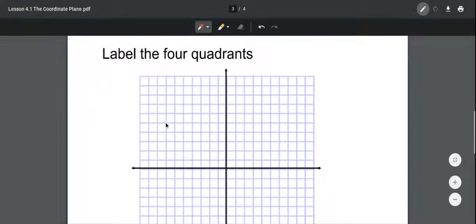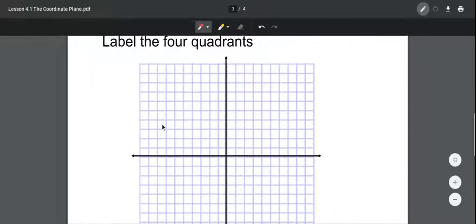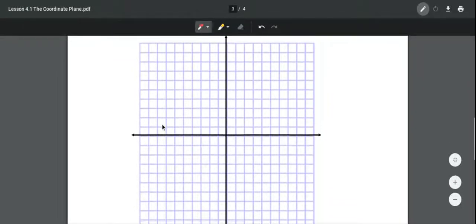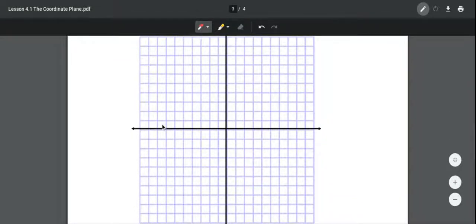Let's label the four quadrants of the coordinate plane. The first quadrant is in the upper right-hand corner. This quadrant consists of values that are positive for x and positive for y. The second quadrant is in the upper left corner, and they represent values that are negative for x but positive for y.